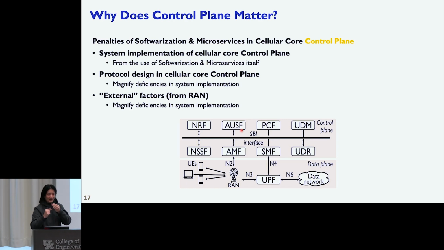And the last one, although it is not from the core network itself, has some external factors, mainly caused by the radio access network, which will also magnify the deficiencies in the system implementations. And I will walk through and analyze the reasons for each of these one by one.